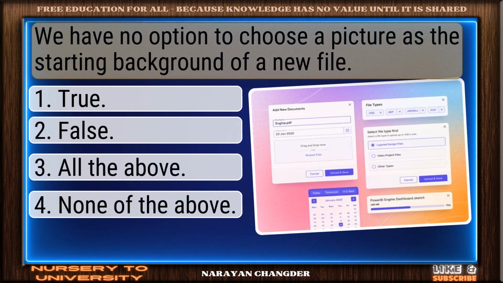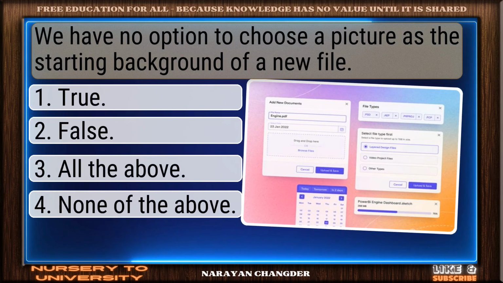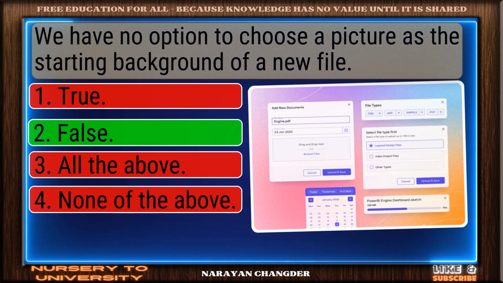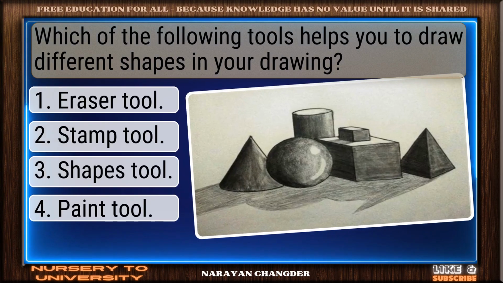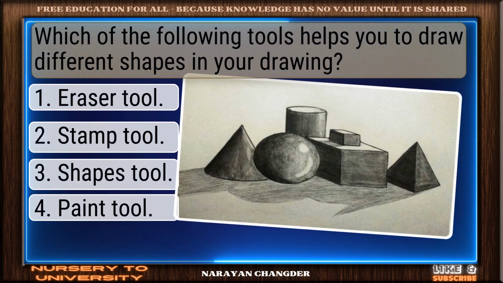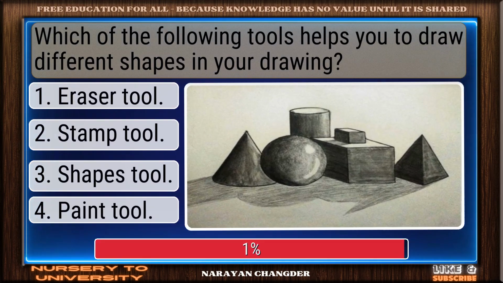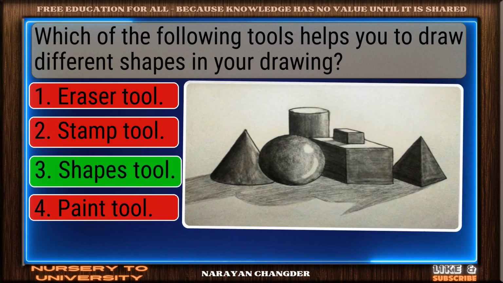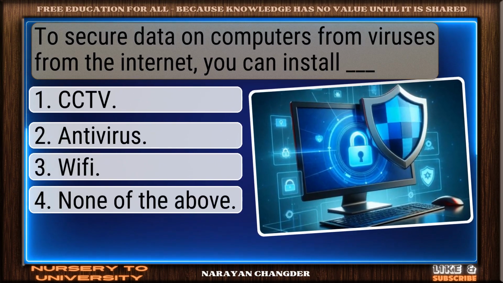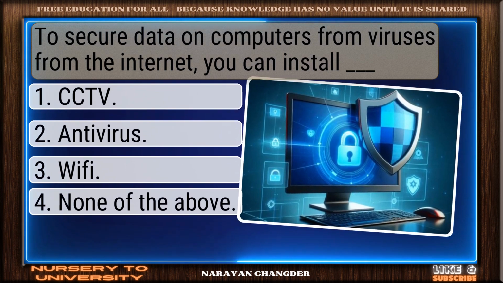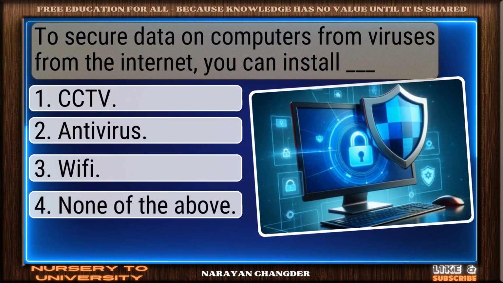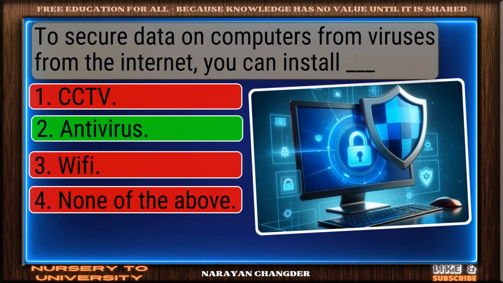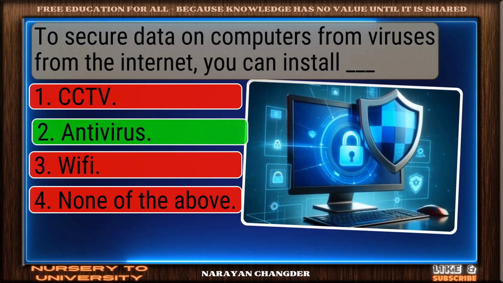We have no option to choose a picture as the starting background of a new file. On track. False is correct. Which of the following tools helps you to draw different shapes in your drawing? Right again. Shapes tool is valid. To secure data on computers from viruses from the internet, you can install Dash. Correct response. Antivirus is accurate.